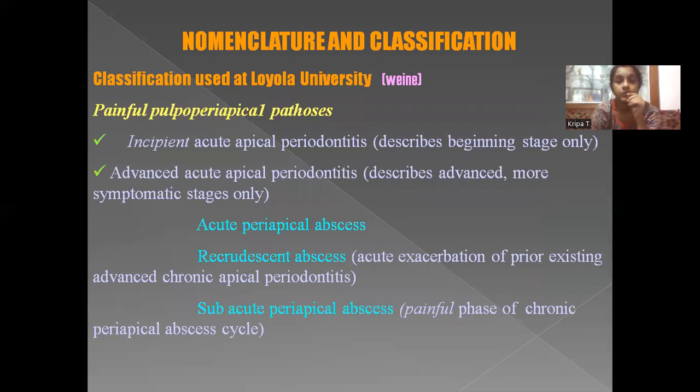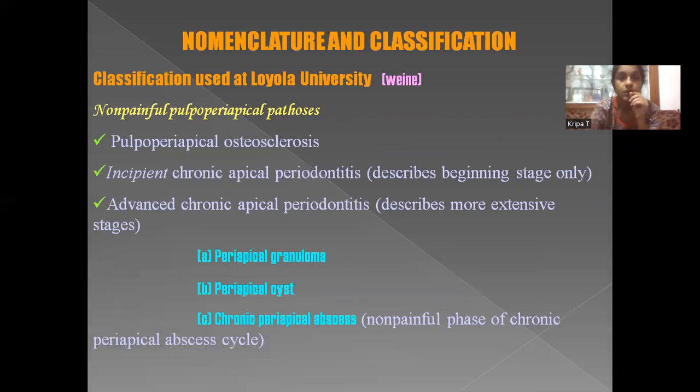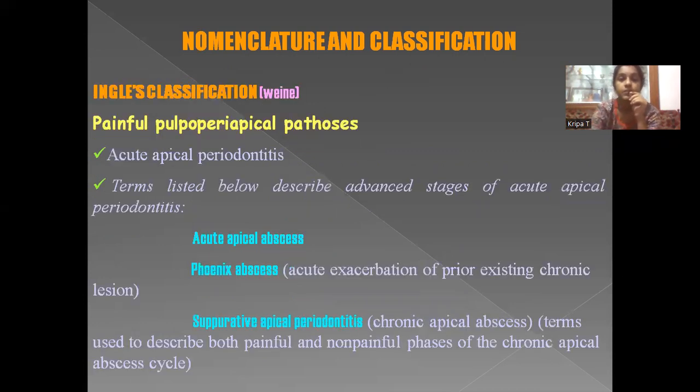Another classification by Weine is painful pulpoperiapical pathosis. In that you have incipient acute cases and advanced acute apical periodontitis, again subclassified as acute periapical abscess, acute exacerbation of an existing chronic condition, and subacute periapical abscess. Non-painful pulpoperiapical pathosis is subdivided as incipient chronic apical periodontitis, and advanced chronic apical periodontitis or osteosclerosis. The advanced case is again subdivided as periapical granuloma, periapical cyst, or chronic periapical abscess.